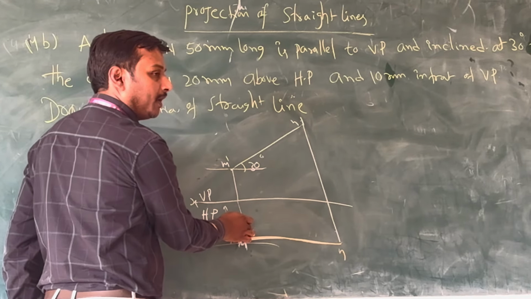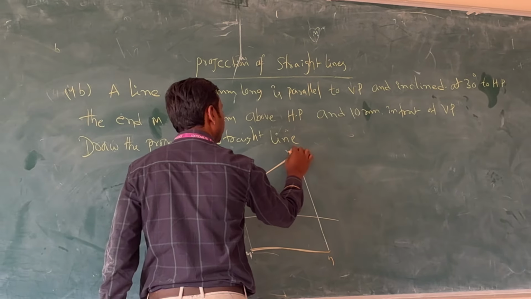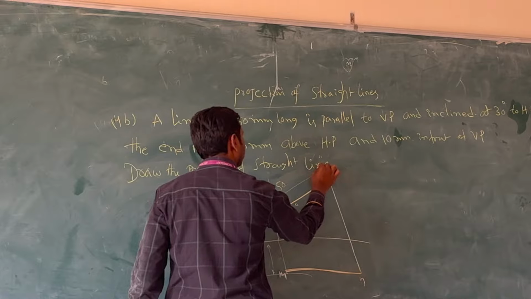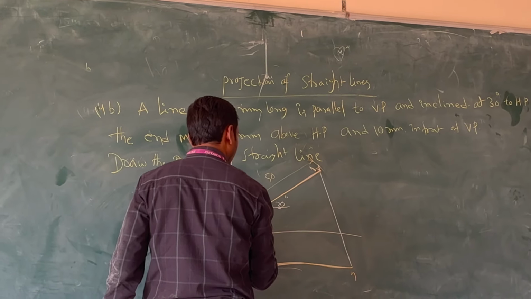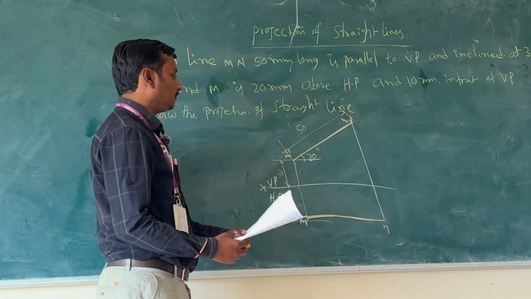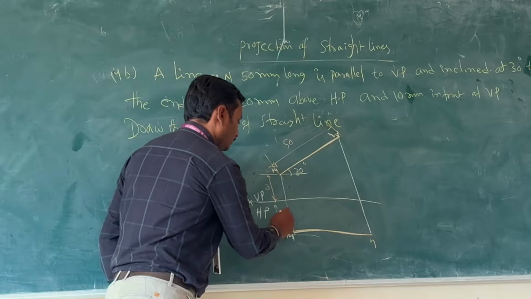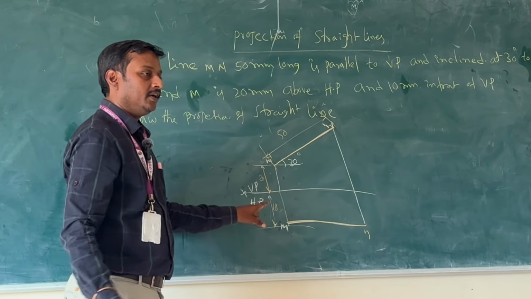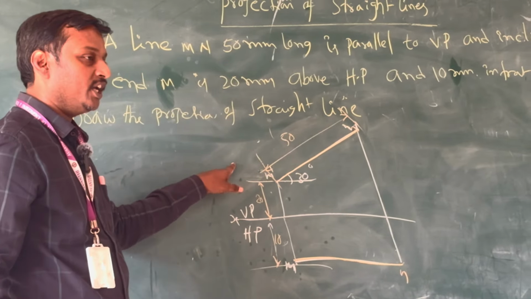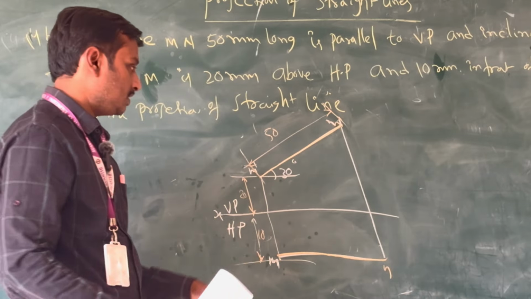Parallel to VP, inclined to HP. What is the length of MN? 50 mm. What is this one? Above 20 mm, in front of VP 10 mm. Parallel to VP, inclined to HP. That angle is 30 degrees. Let's see once again, repeat.